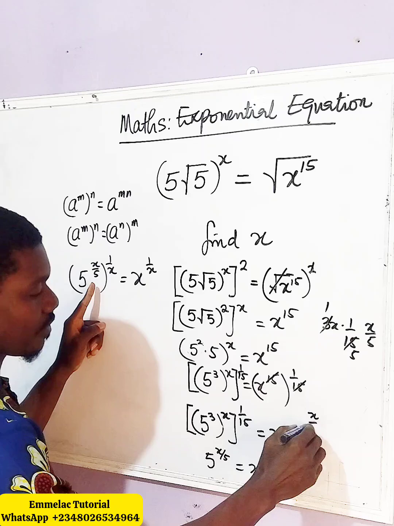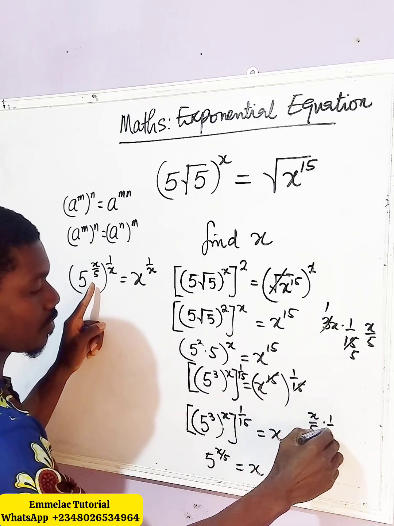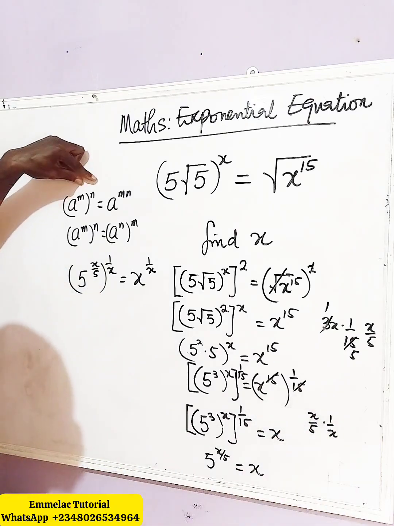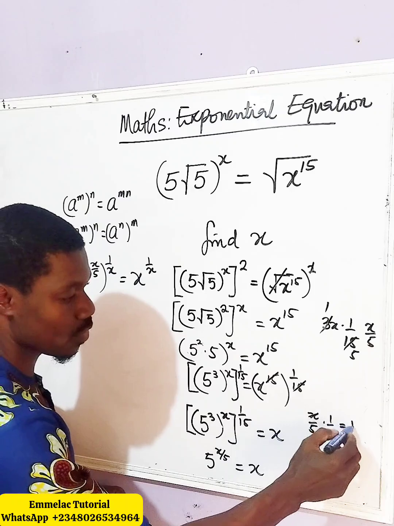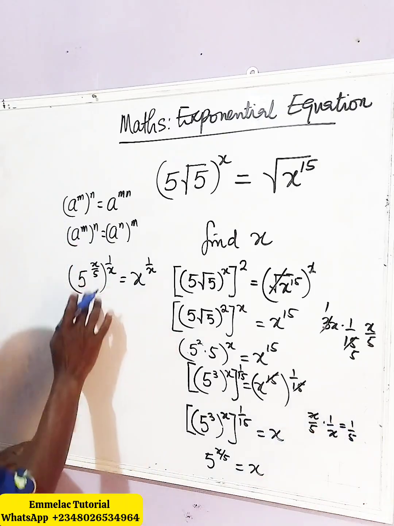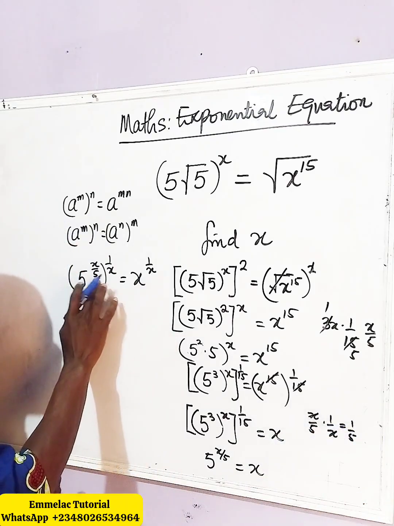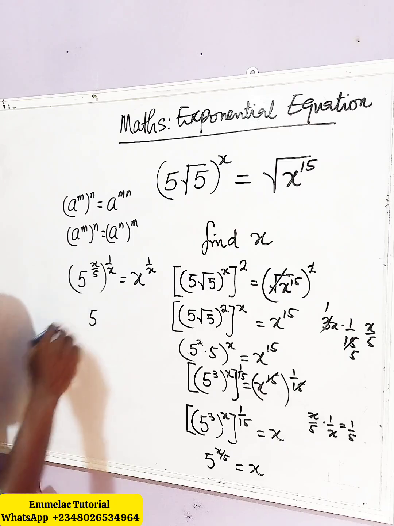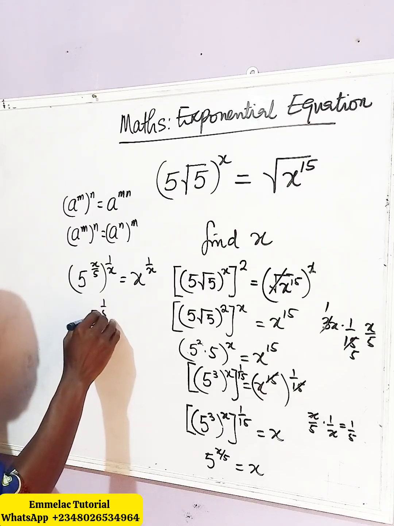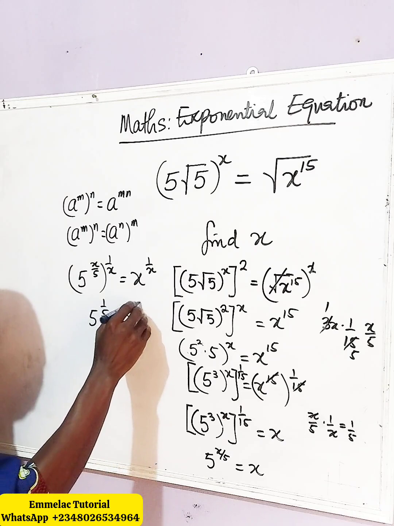At this point we can do something here: x all over 5 times 1 all over x. Following this rule, you can just eliminate this, and we are left with 1 over 5. So the product of x all over 5 and 1 over x gives us 1 over 5. So we are left with 5 raised to the power of 1 over 5 equals x raised to the power of 1 over x.